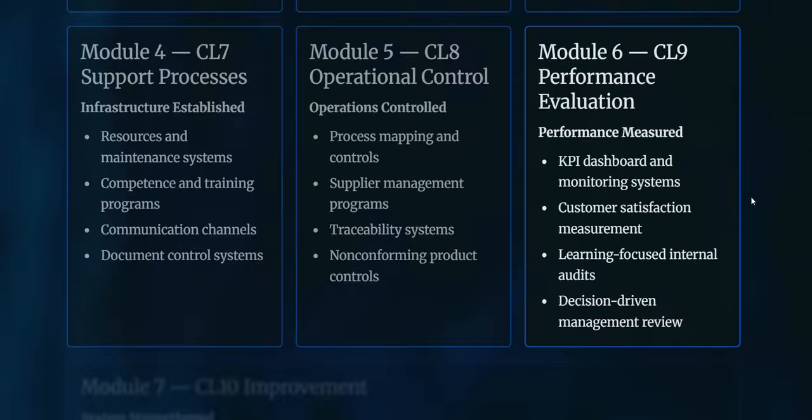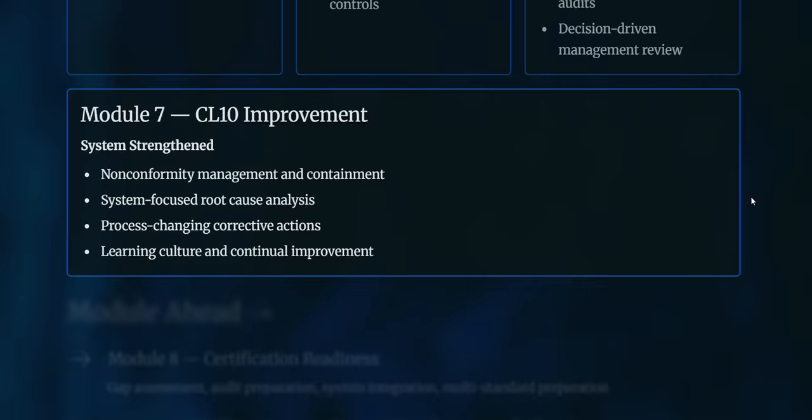Then we progress to Module 6, which is Class 9, Performance Evaluation. And we have measured the performance there, where we covered KPI dashboard and nonconformity system, customer satisfaction measurement, learning focus, internal audits, and decision-driven management review. Then today in Module 7, Class 10, Improvement, the system has been strengthened through nonconformity management and containment, system-focused root cause analysis, process change corrective actions, and learning culture and continual improvement.